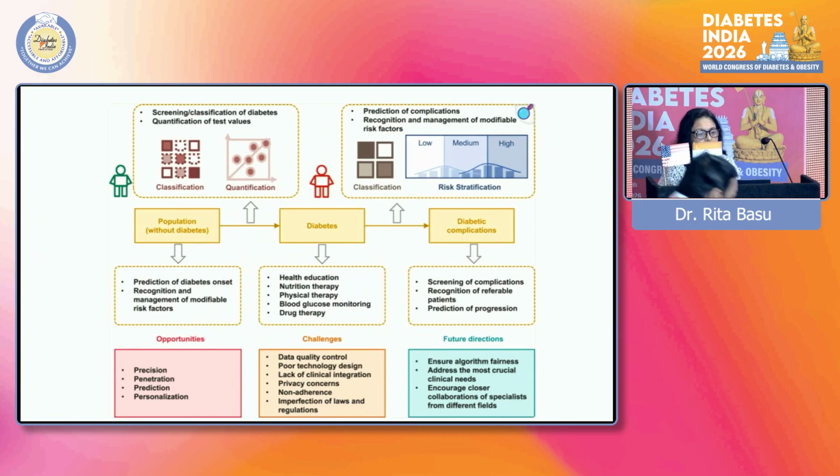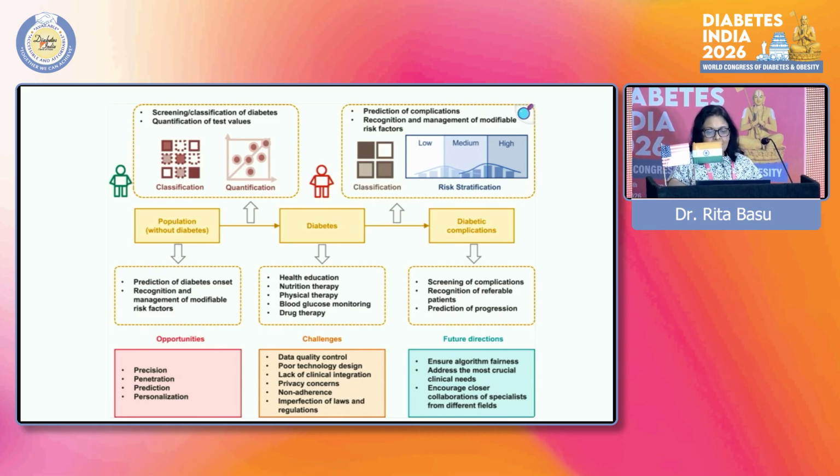Okay, so basically screening, classification, and quantification of test values can all be done through AI-generated tools. You can also do prediction of complications, and recognition and management of modifiable risk factors. These also can be done. Classification and risk stratification are very important for futuristic use as well as now with AI, and I'll show you some examples using AI.